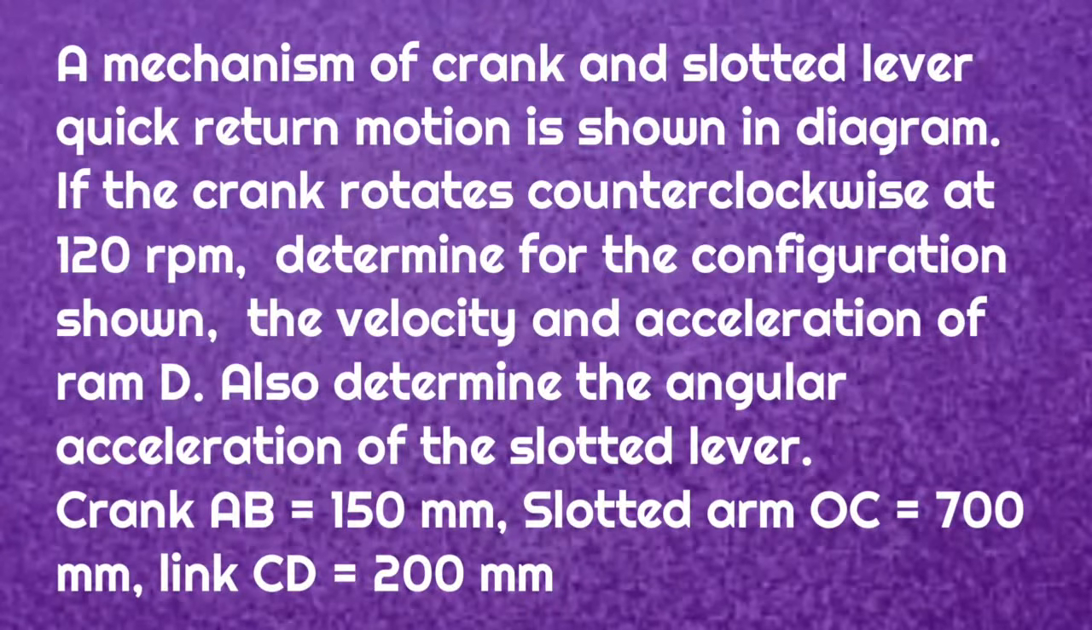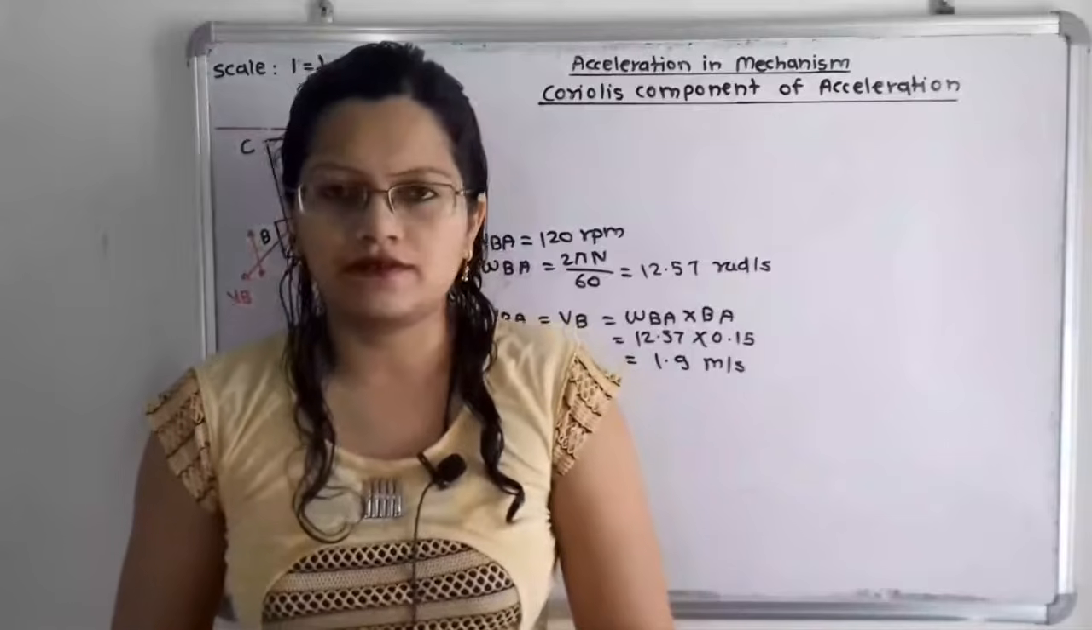A mechanism of crank and slotted lever quick return motion is shown in the diagram. If the crank rotates counterclockwise at 120 rpm, determine for the configuration shown the velocity and acceleration of ram D. Also determine the angular acceleration of the slotted lever. Crank AB 150 mm, slotted arm OC 700 mm and link CD 200 mm. So this was the given question.